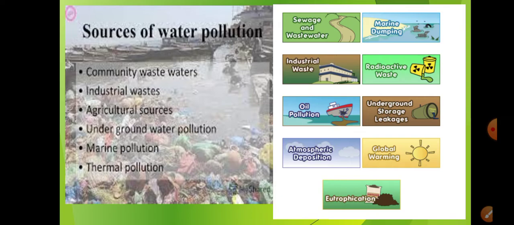So as global warming is taking place, the temperature of the water is also rising, okay. Because of that, the animals and the plants which live in the water bodies are getting affected, because the rising temperature of the water body is not fit for their survival. So that is why global warming also comes under this context, okay. And then we have eutrophication.